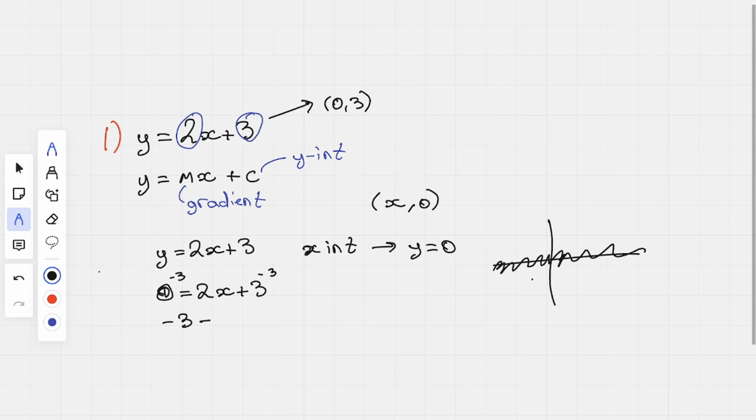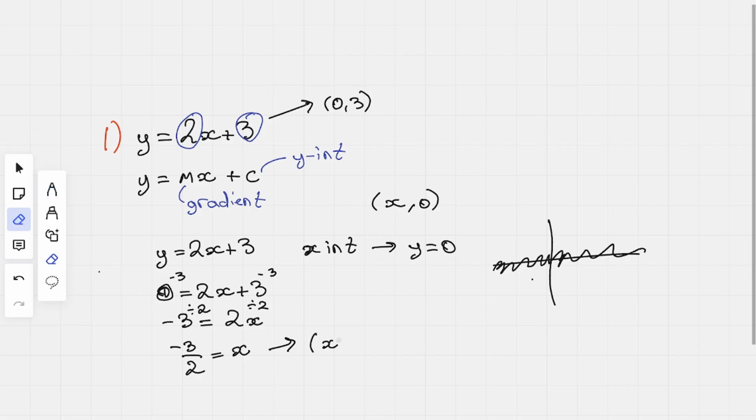Now minus 3 is equal to 2x, and now we divide both sides by 2, and we get negative 3 over 2 is equal to x. So therefore the x-intercept would be (negative 3 over 2, 0). So we know our x and y-intercept.